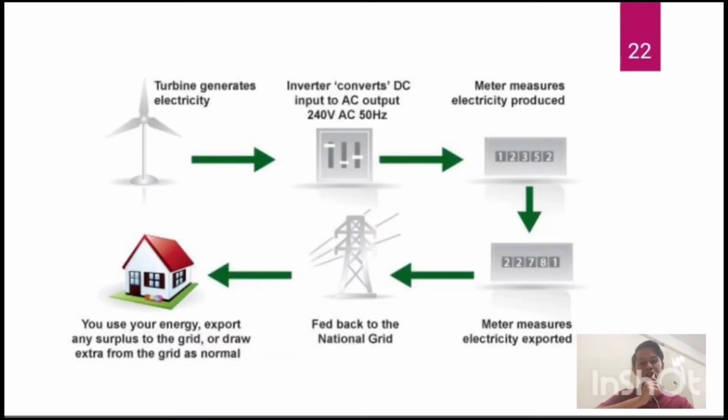Okay, lastly, I will tell about the electricity process from the wind turbine. Firstly, on the slide we can see the turbine generates the electricity, and then it converts the DC input to AC output. Next, a meter measures the electricity that is produced. Next, the electricity is exported to the national grid, or the towers that we see in our country beside the road. Finally, we can use it in our homes, buildings, schools, and more things. So that's all from me. Thank you.